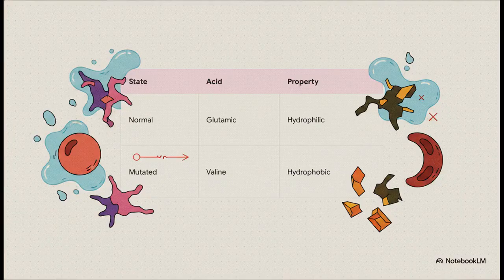It's honestly kind of crazy when you think about it. At position 6 on the beta-globin gene, we have a single-point mutation. It just swaps out glutamic acid, which is hydrophilic and loves water, for valine, which is completely hydrophobic and repels water. It is literally just one single amino acid substitution out of hundreds.